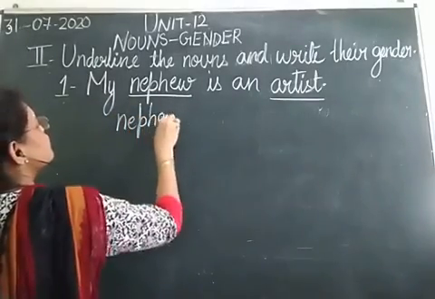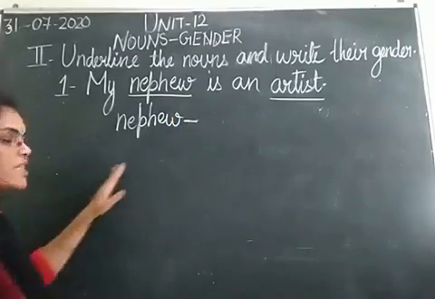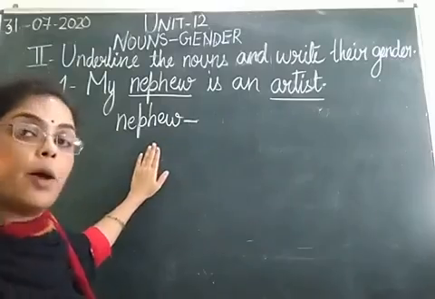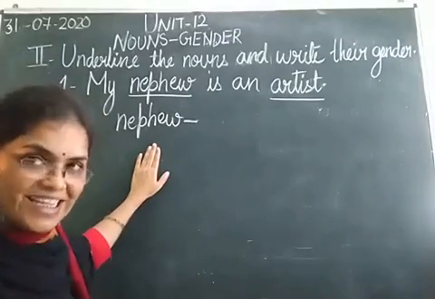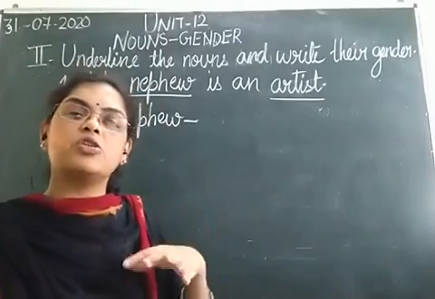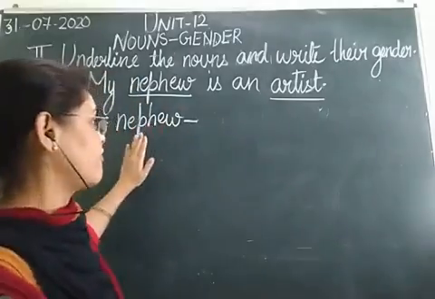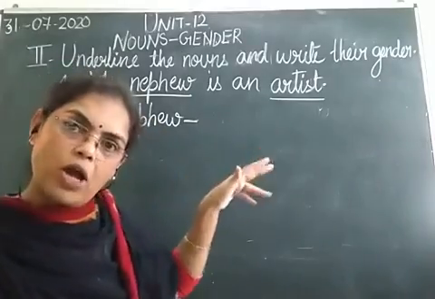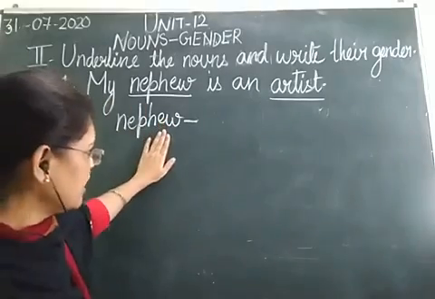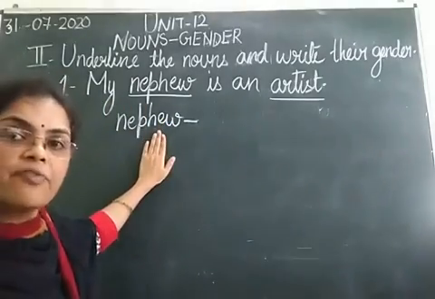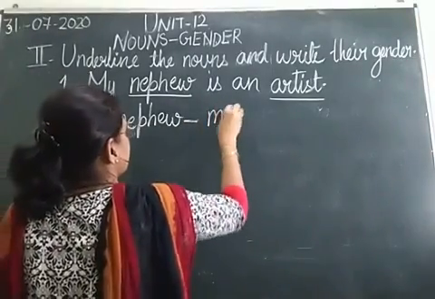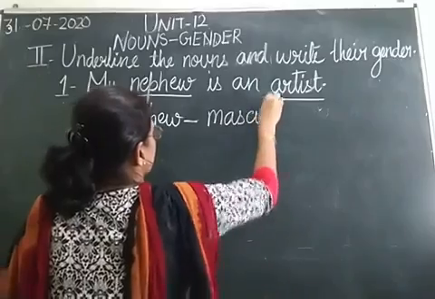The word nephew, students, is a noun which denotes the male. And what is the opposite gender of nephew? Niece. So as I told, all masculine and feminine genders have an opposite. So nephew is masculine, what will be its opposite? Niece. But here we have to only tell the gender of this nephew. So which gender is nephew, beta? Masculine gender.